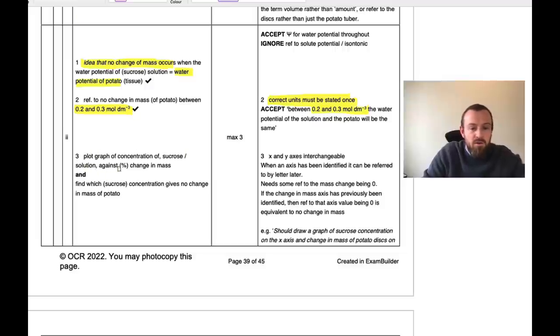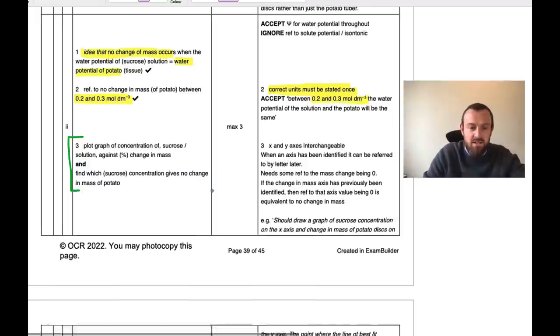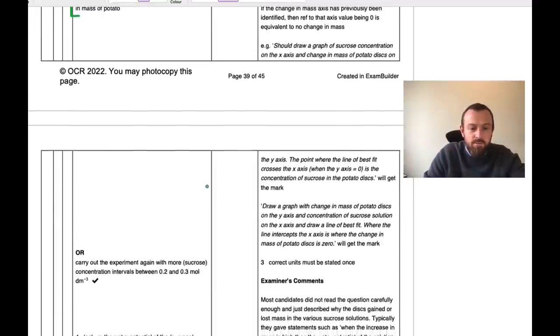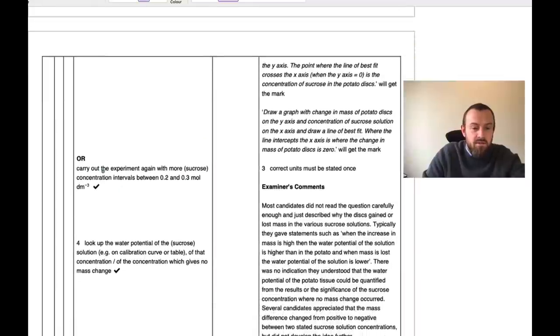You could have got a mark for this whole bit here, basically talking about the plotting, the line of best fit and the x-axis. That's a mark. This is the kind of version where you wouldn't use a graph, but you'd use more intervals. So you could have described this. But again, if you are talking about 0.2 and 0.3, you've got to use the units to get the mark.